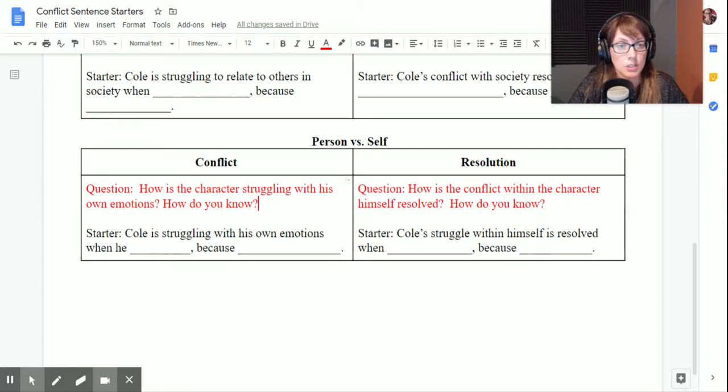Then you'll look at the resolution. How is that conflict resolving? So, how is the conflict within the character himself resolved? How do you know? Cole's struggle within himself is resolved when? Tell me what he does or what he says or what happens that shows that he's kind of figured it out a little bit, that he understands better or that he has learned something about himself. And how does that resolve this particular conflict?